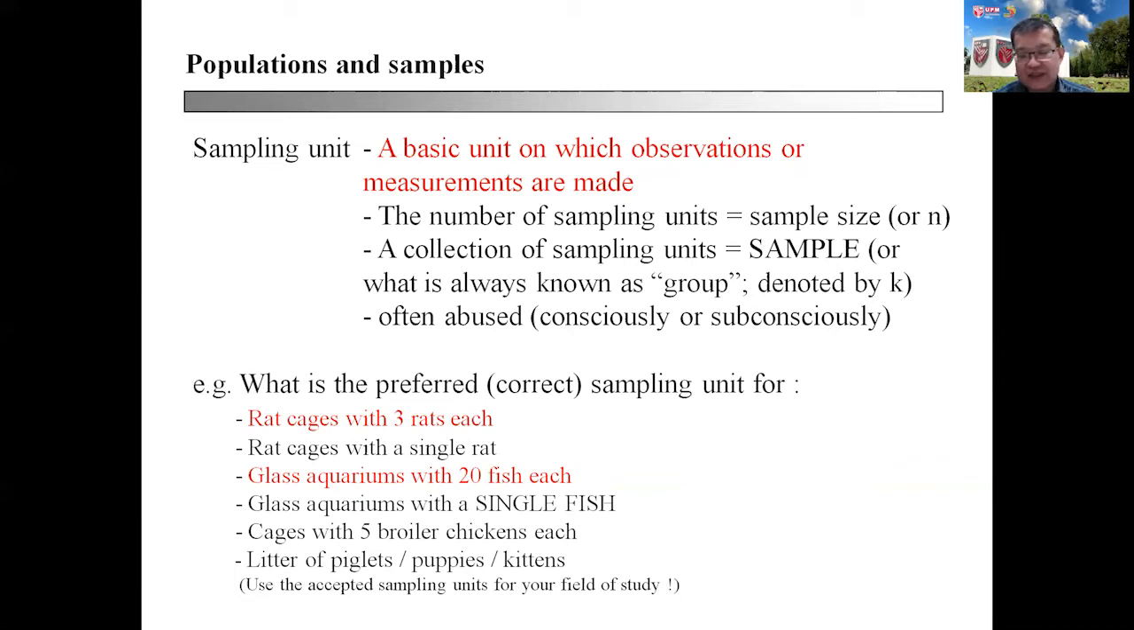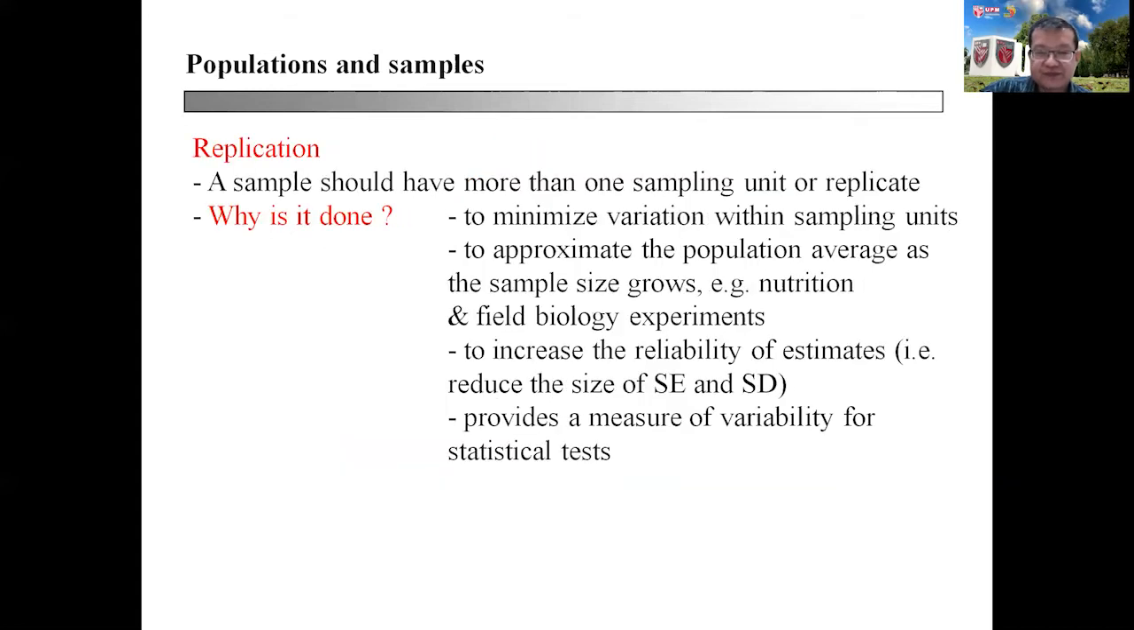So as you can see here, it very much depends on your purpose and the dynamics of your trial, the nature of your trial. So if your trial involves a situation whereby each sampling unit has the ability to interfere with each other, it is best to isolate and separate each of the sampling units.